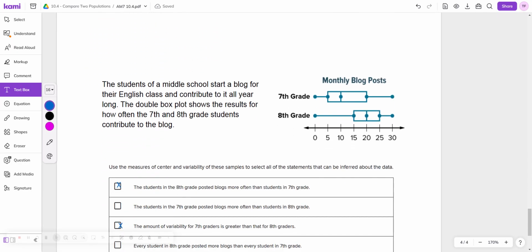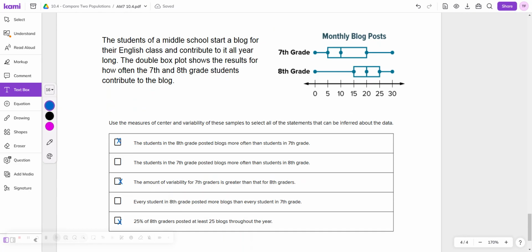All right, glad you're back. Here we go. So we're going to use the measures of center and variability of these examples to samples to select all of the statements that can be inferred about the data. The students in the 8th grade posted blogs more often than the 7th grade. Well, as you can see here, particularly the box is much farther to the right on the graph for the 8th grade than it is for the 7th grade.